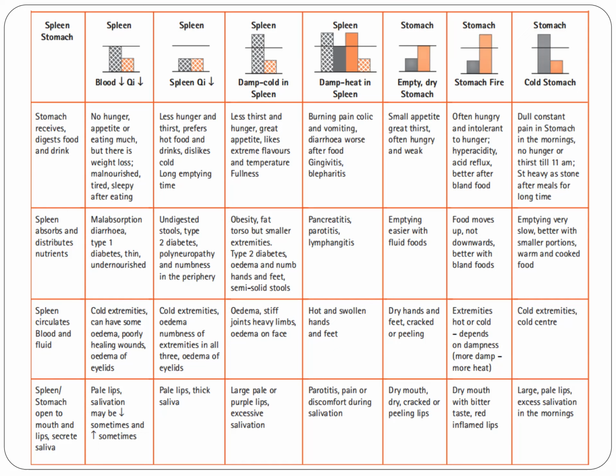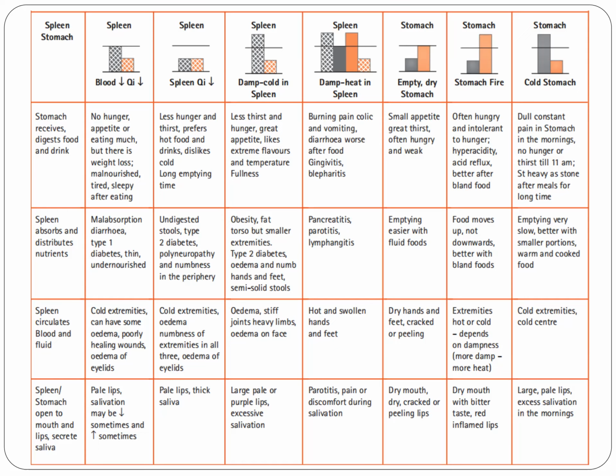And lastly, we have the spleen or stomach open to the mouth and lips, secreting saliva. So if one has pale lips, salivation may be diminished sometimes and increased sometimes. So there are issues about salivation. So that's spleen blood deficiency or spleen qi deficiency. So with spleen qi deficiency, the lips are pale with thick saliva. If the lips are large, pale, or purple with excessive salivation, that's definitely damp cold in the spleen.